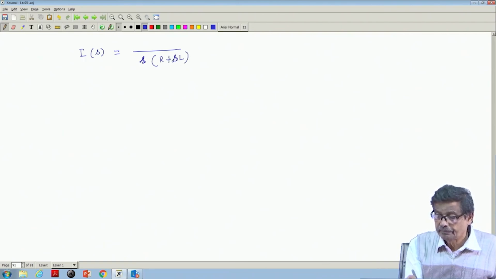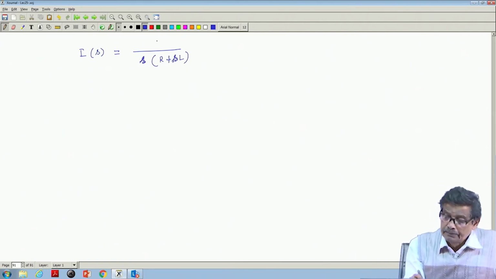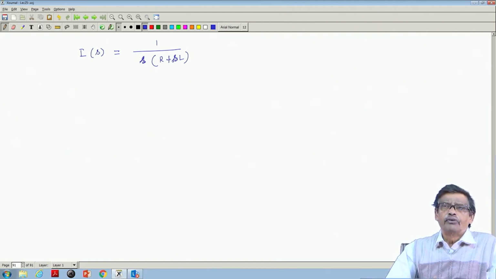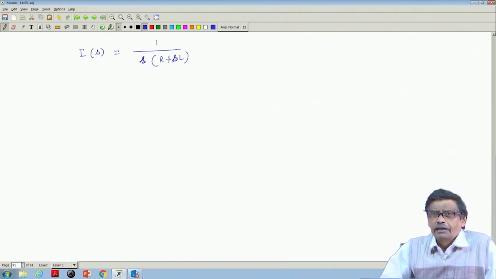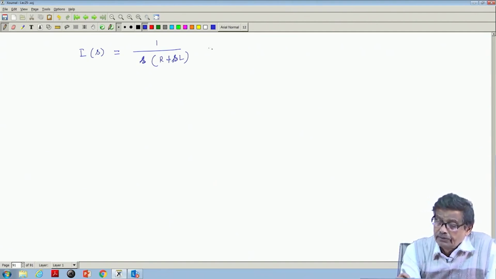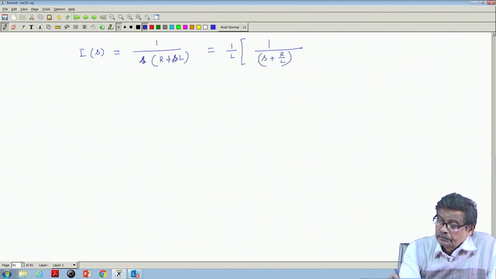Is it not? This is the thing. Now, in Laplace transform the formulas we know are of the form S plus something, not 2S. So, you take L common. So, I will take common of L, 1 by L you take common, and then it will look like 1 by S plus R by L into S. Is it not? This will be the thing.